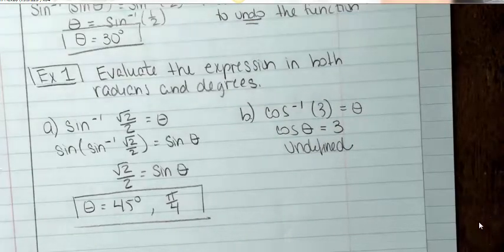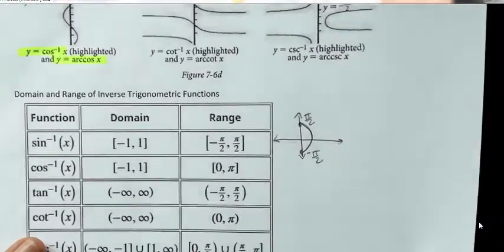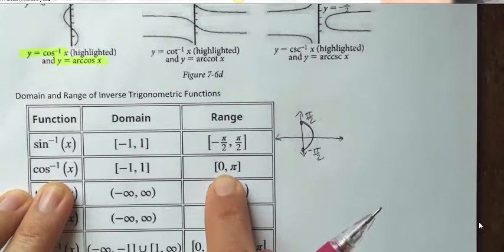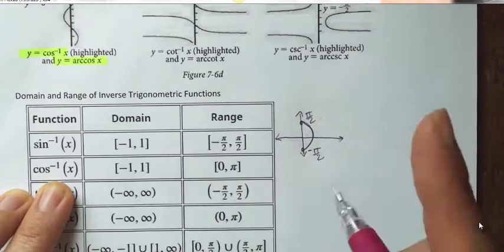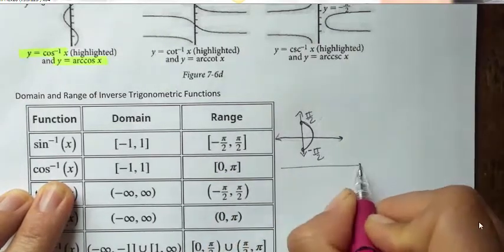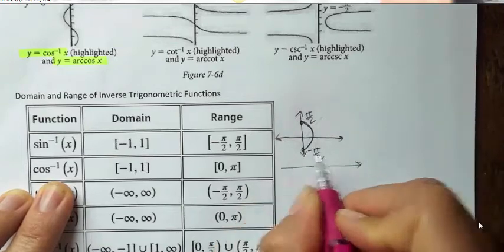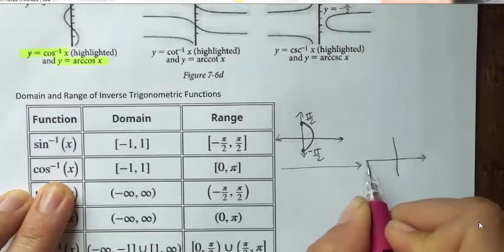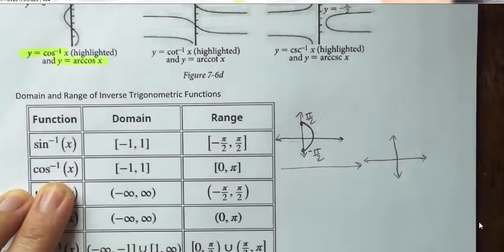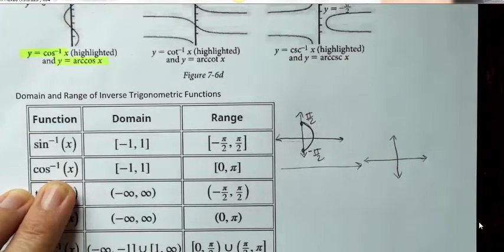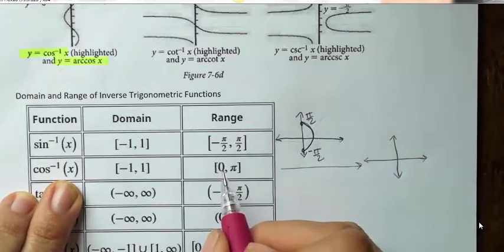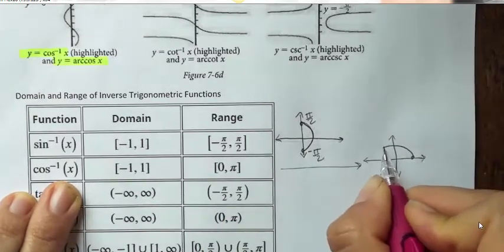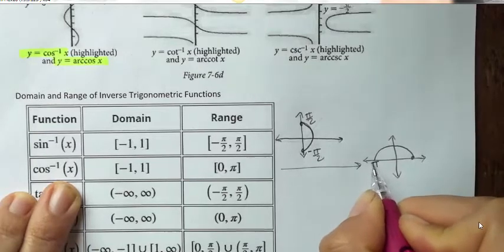Okay, so where does that take us here? So when we're talking about the cosine inverse function, I didn't give myself a lot of room here, but I'm going to try. So I'm going to draw it over here. For cosine inverse, the range is restricted from 0 to pi. So that's going to go from 0 over here to pi.